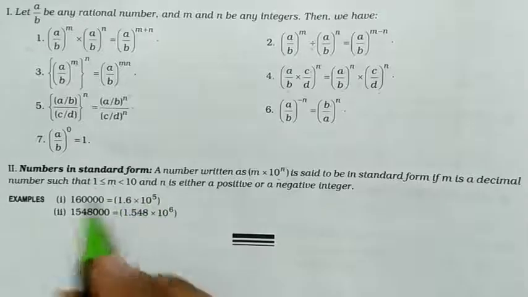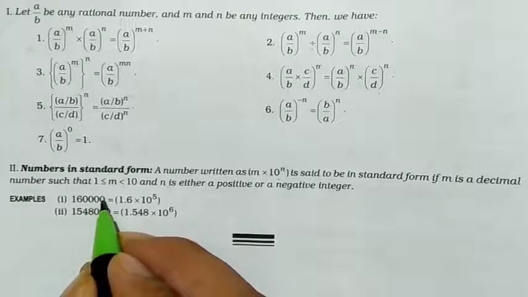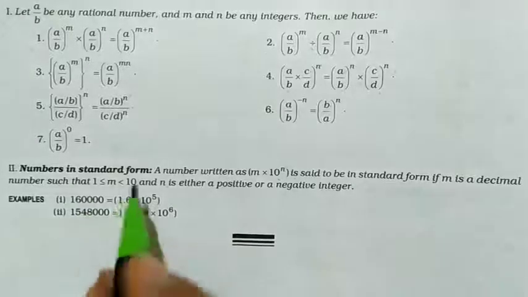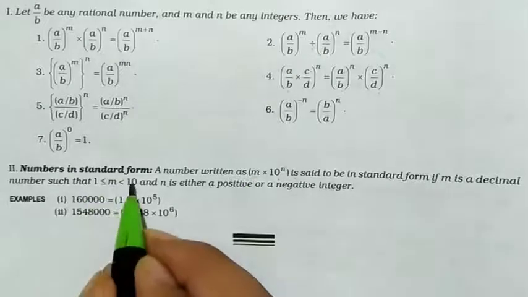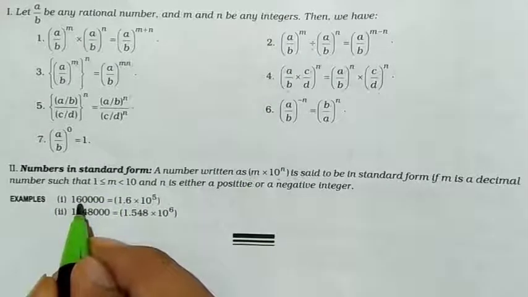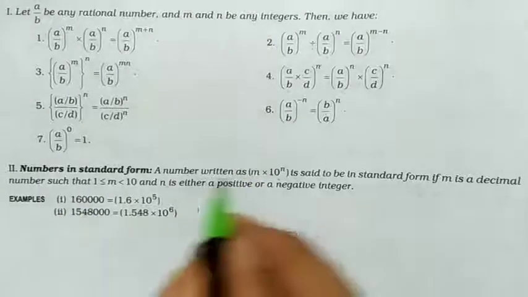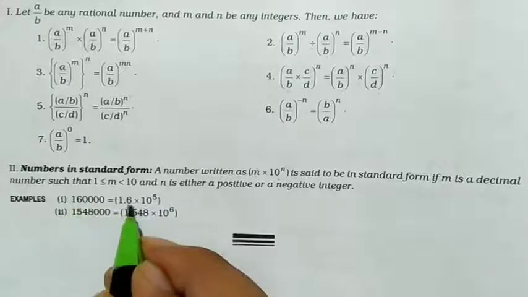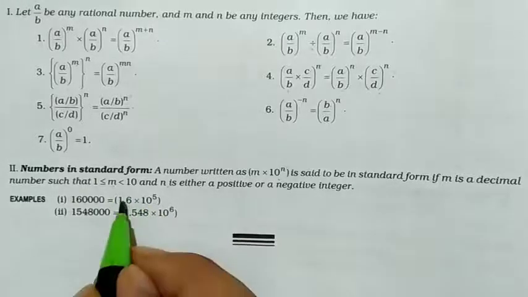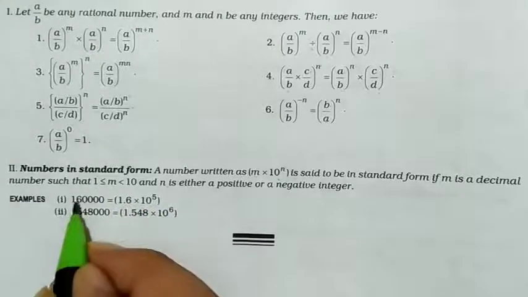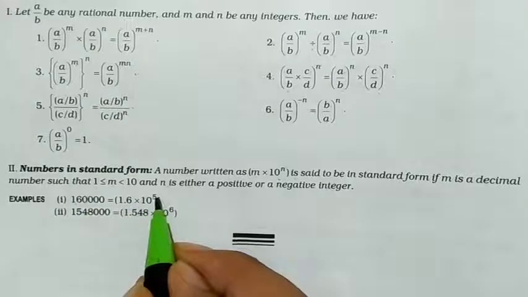Examples, how do we convert? This is 16 and then 0 0 0 0, 4 zeros are there. So we can write it as 1.6 because m should be between 1 and 10. If we put the point after 16, that is greater than 10. So we have to put the point here, after 1. So we should write 1.6 multiplied by 10 power 5. Why 10 power 5? Because when we put the point here, after that how many digits? 1, 2, 3, 4, 5. So we are writing 1.6 multiplied by 10 power 5.